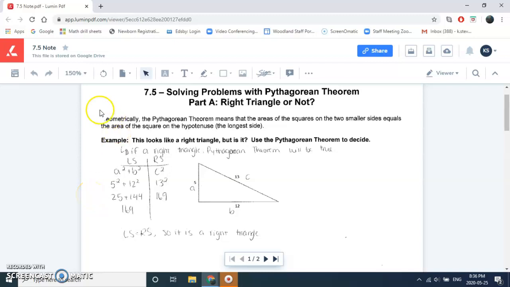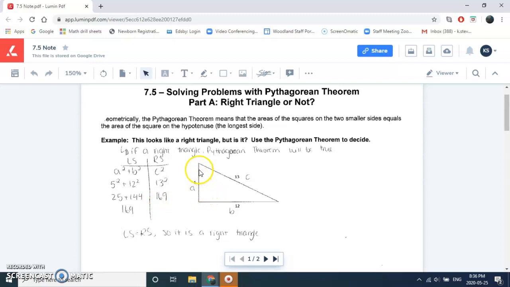Hello class, today we are going to be working on 7.5 problem solving with Pythagorean theorem, part A, right angle triangle or not. From yesterday I did mention it, but the Pythagorean theorem will only work with right angle triangles. So we have our left side and our right side of our equal sign, and if they don't match up, then we know that it's not a right angle triangle.